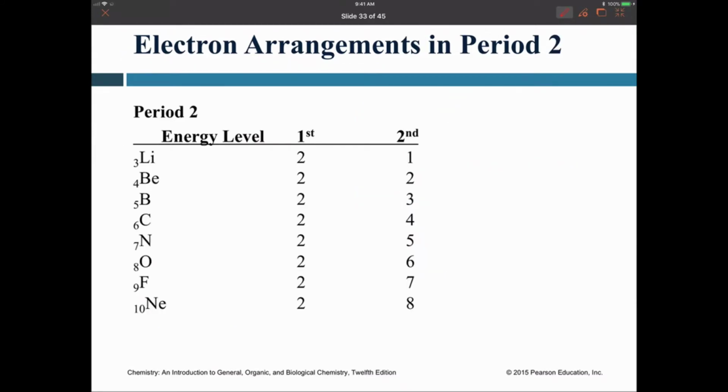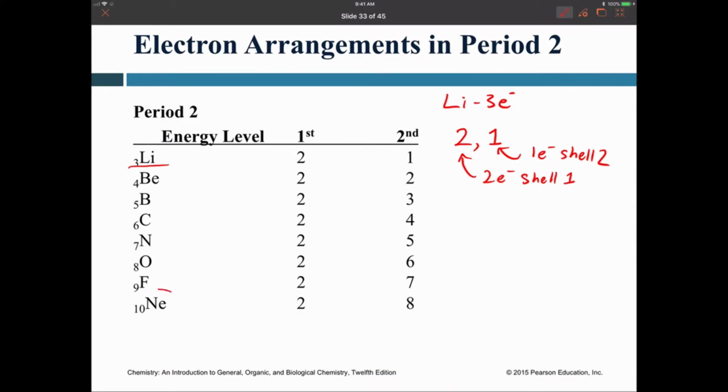So for example, lithium. Lithium, you would write, because lithium has 3 electrons, right? You would write 2, 1. And this is telling me that there's 2 electrons on shell number 1 and 1 electron on shell number 2. That's what it's saying to me. Now remember, shell number 2 can hold a maximum of 8.